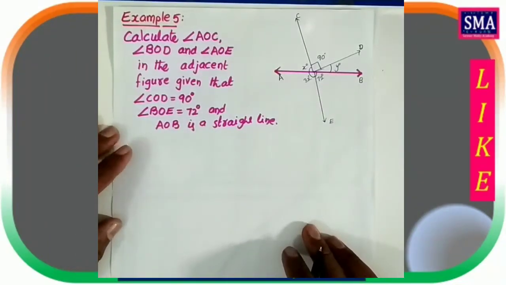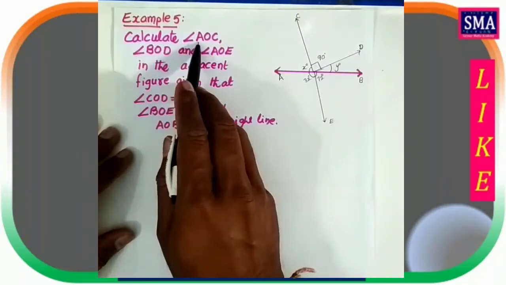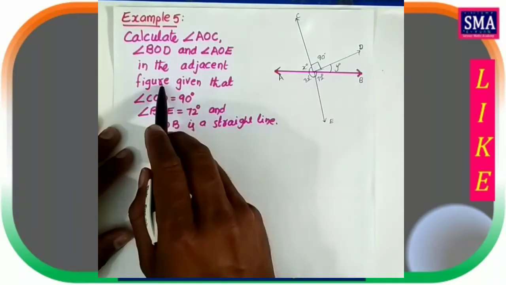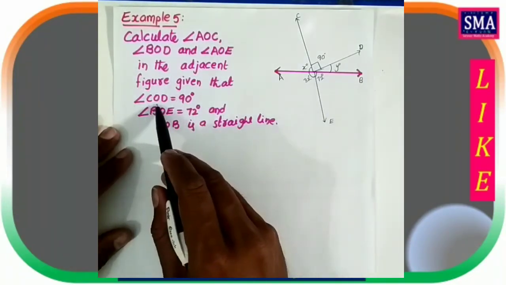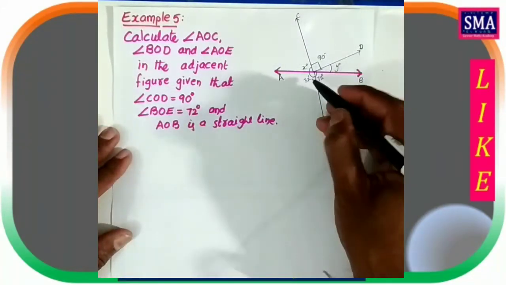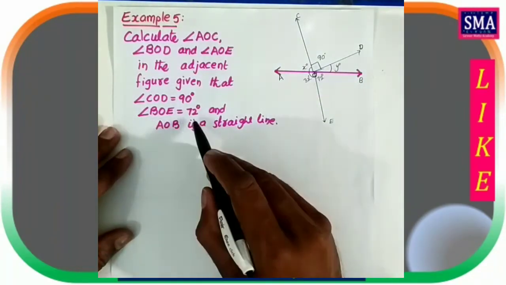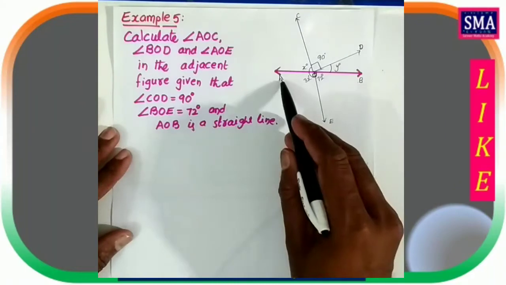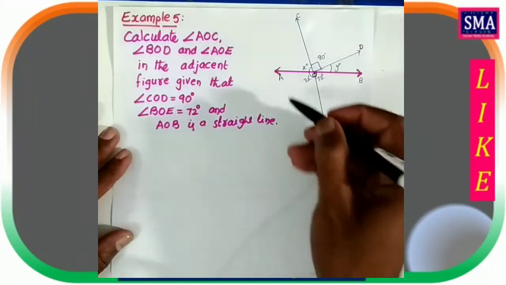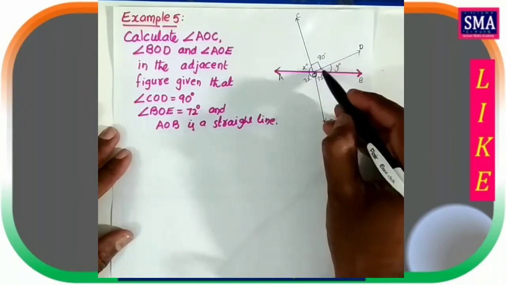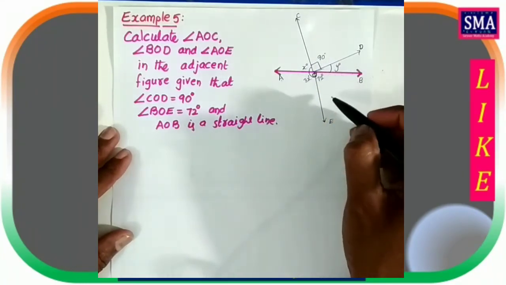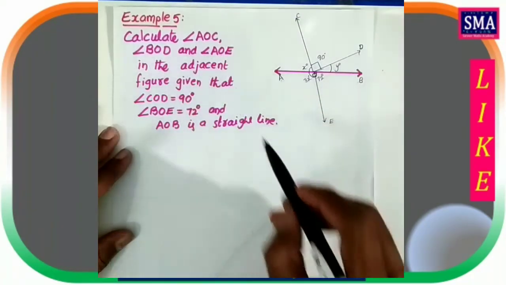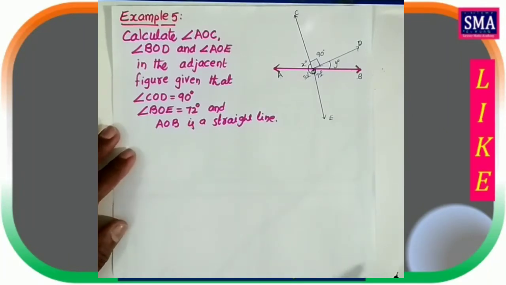Next question, example 5. Calculate angle AOC, angle BOD and angle AOE in the adjacent figure, given that angle COD equals 90 degrees, angle BOE is 72 degrees and AOB is a straight line. AOB is a straight line, COD equals 90 degrees, BOE equals 72 degrees. Find angles AOC, BOD, AOE. Okay. First of all, write the given data.